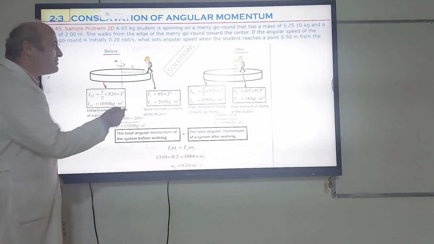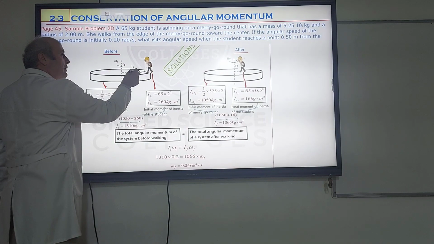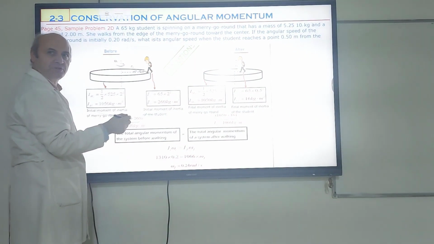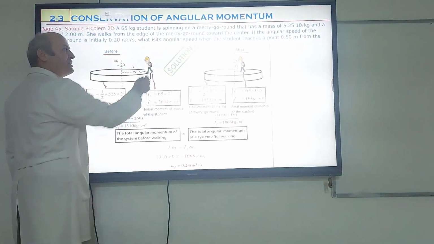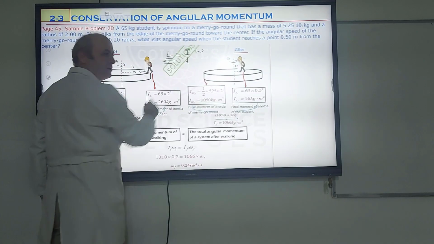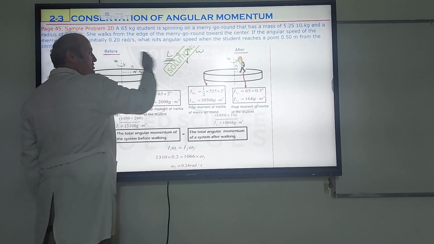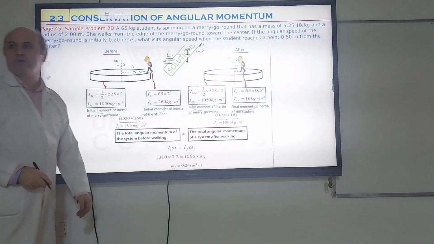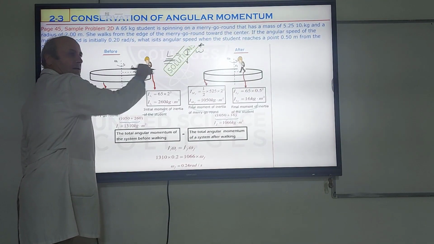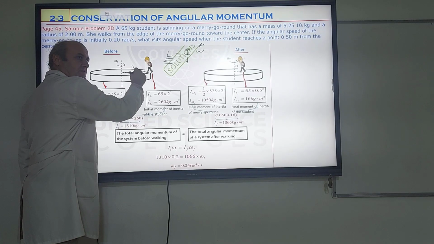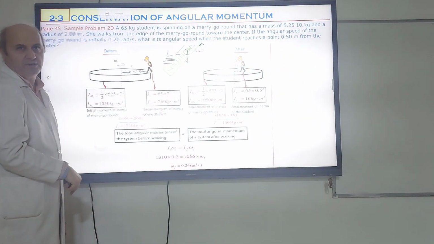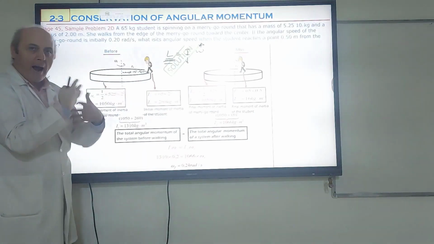As the student walks towards the center, the distribution of mass gets closer to the axis of rotation, so moment of inertia decreases. If moment of inertia decreases, then according to conservation of angular momentum, which is unchanged, omega must increase. If the student does the opposite and moves away from the axis of rotation to the edge, the moment of inertia increases and angular speed must decrease. But how much?